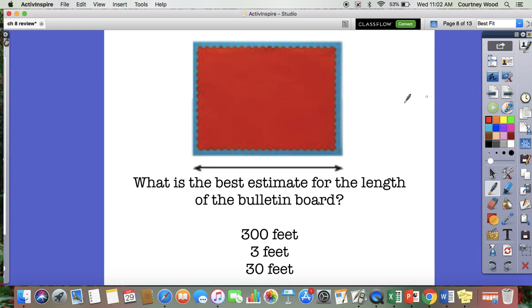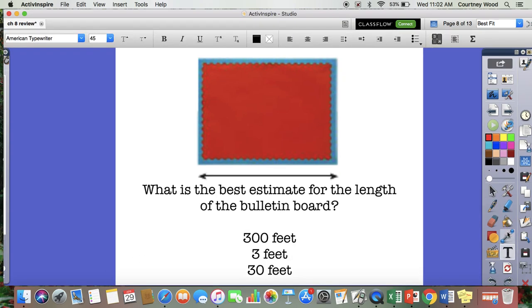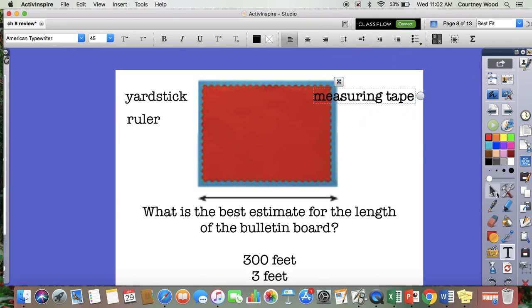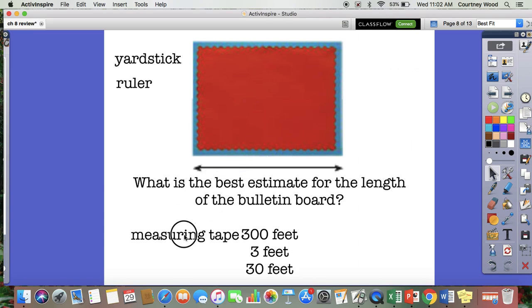Okay, so let's look at this. What is the best estimate for a bulletin board? Now, we talked about it a little bit, but you can use a yardstick, which measures very long feet. You can use a ruler, which is a shorter distance. And you can use a measuring tape. Now, measuring tape goes around. So looking at this, what do you think we would use?